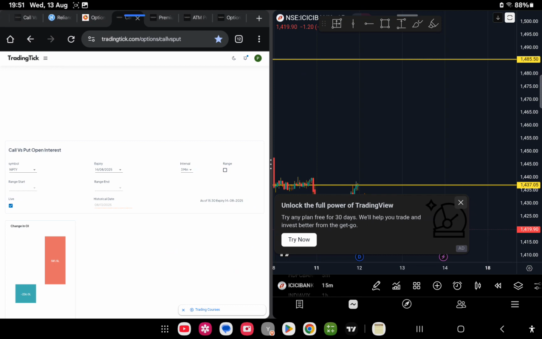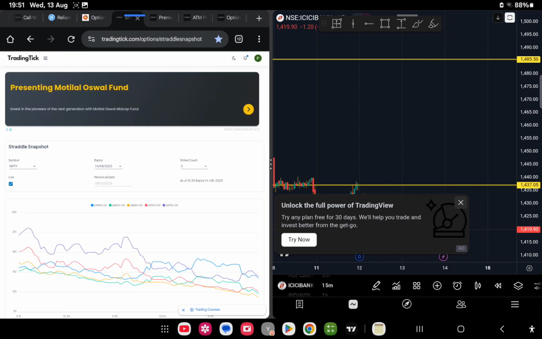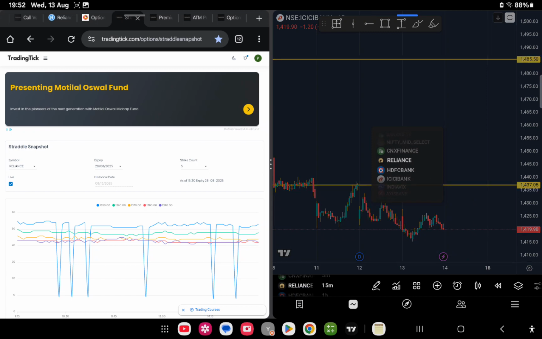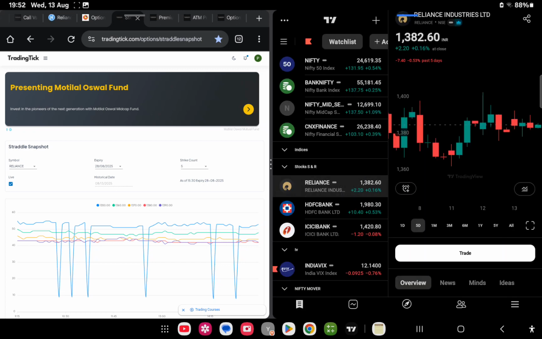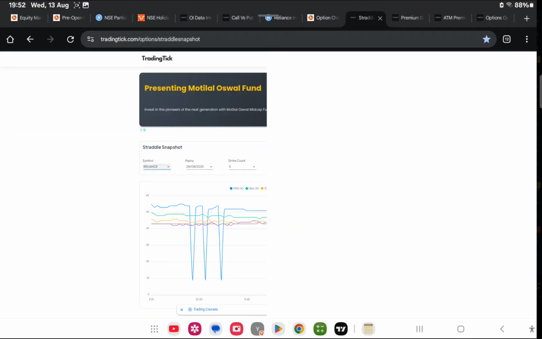So let me take the straddle snapshot. You just go to Trading Tick and then you will select straddle snapshot. Here you can check all the stocks. So I'm going to straight dive in for Reliance, and then here also I'm going to select Reliance. The chart is not loading here, so let me just refresh it.